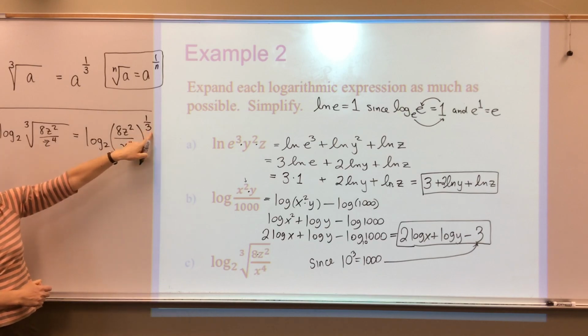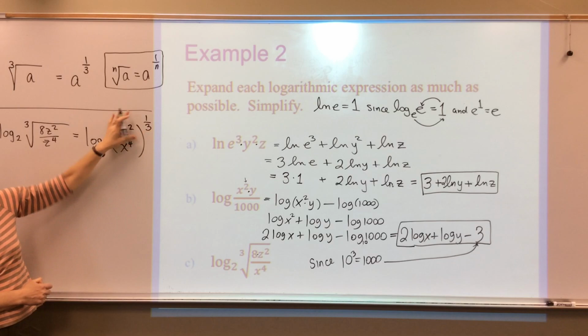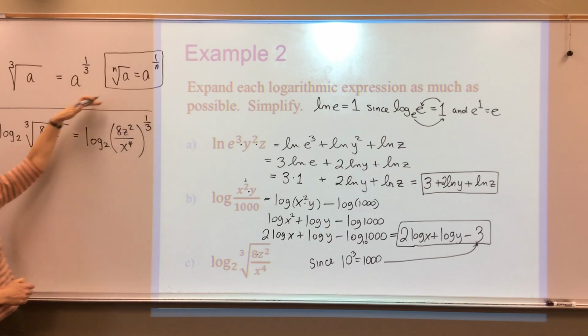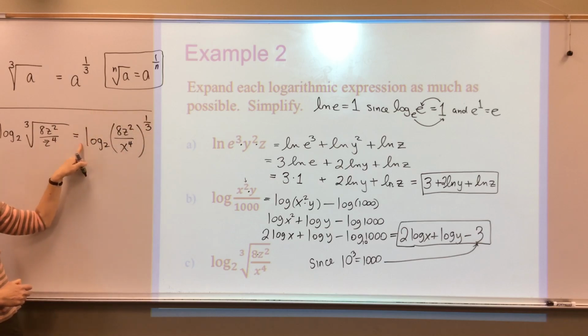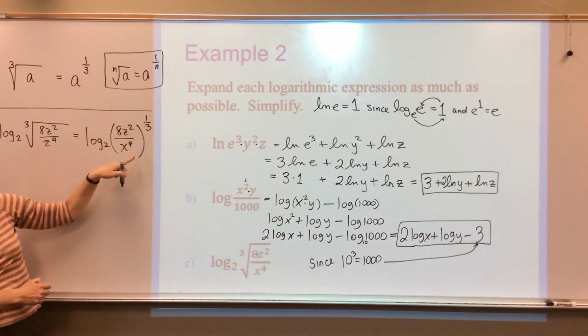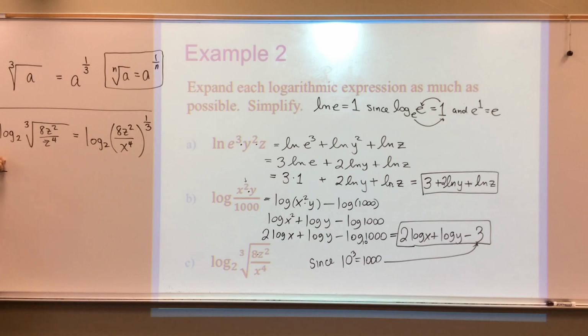But now that it's a power, and that power is on the outside of the entire thing, we should actually deal with that first. Take the power, put it in front of the logarithm, and then we can break down what's inside. So we're going to have 1/3 in front of log base 2 of 8z squared over x to the 4th. It's starting to look better already. There's no radical, and the fraction's sort of out of the way. So we can focus now on breaking this part down.